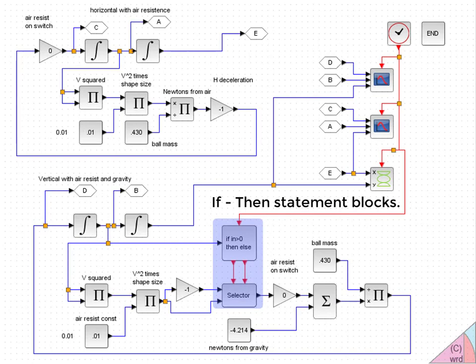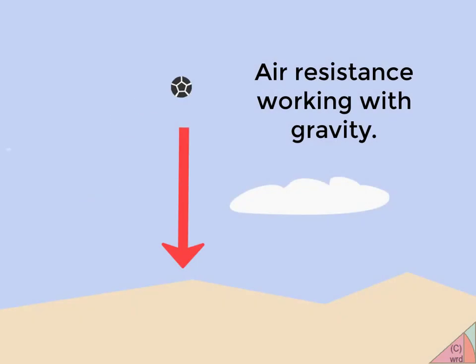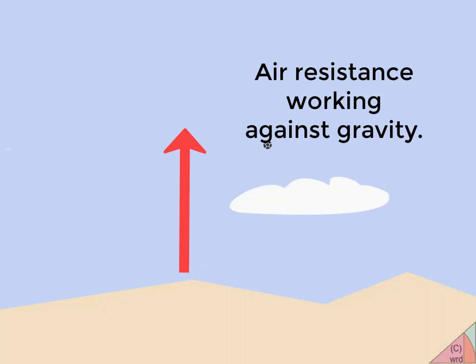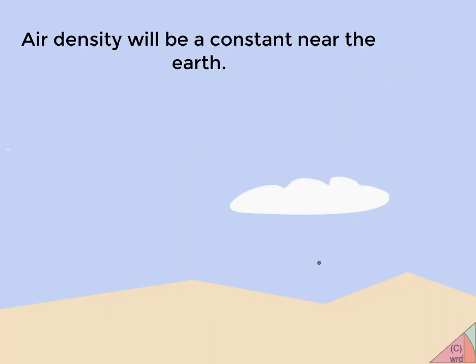It will be needed for switching the sign of vertical air resistance force after the kicked ball reaches the top of its vertical motion. Before the crest, air resistance fights the ball rising and acts with gravity. After the crest, air resistance fights the ball falling and acts against gravity. Since the whole flight is done near Earth's surface, we will not need to look up air density at high altitude. Air density will be a constant.